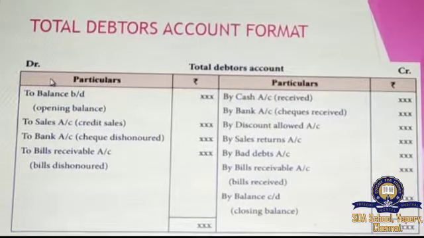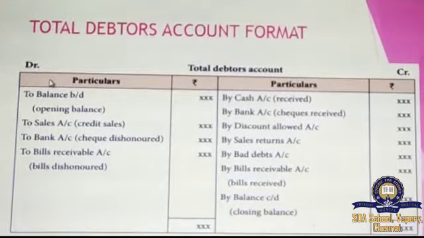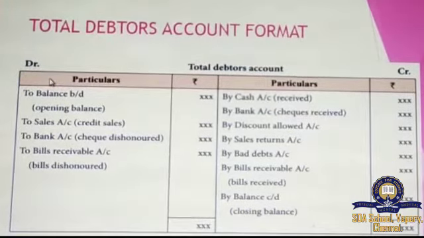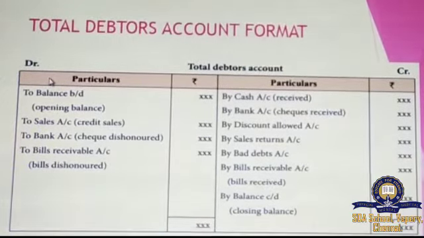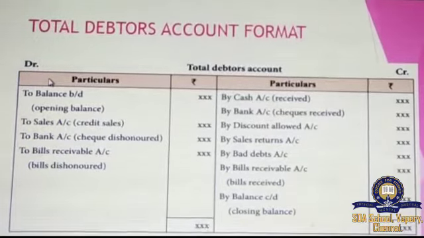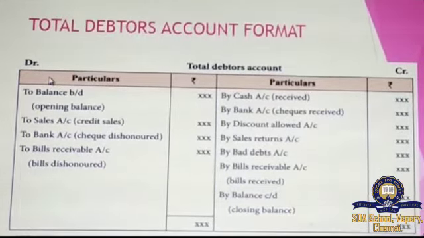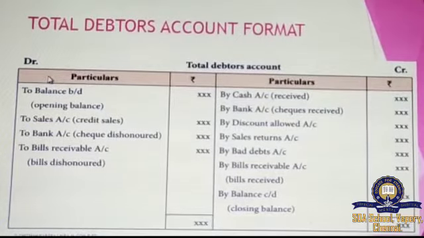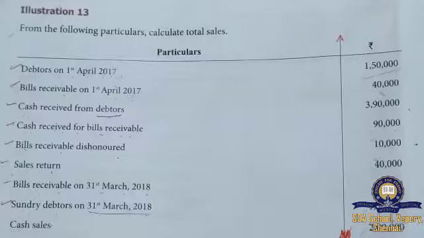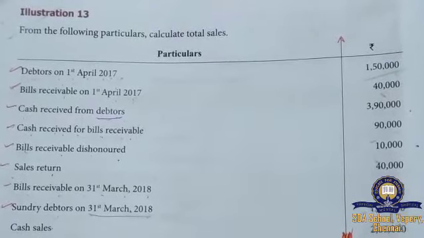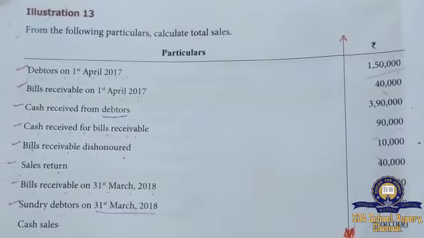In the last class we saw the total debtors and bills receivable account. Today we are going to see the total creditors and bills payable account. But the balance we have is illustration 13 sum, so now we are going to see that. Take page number 18, illustration 13.